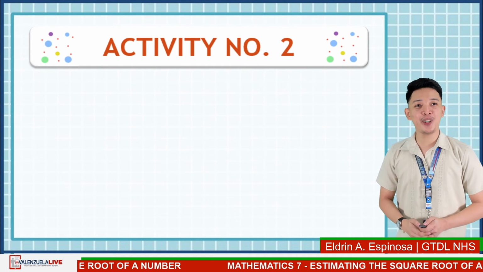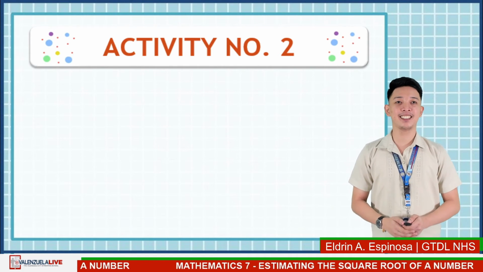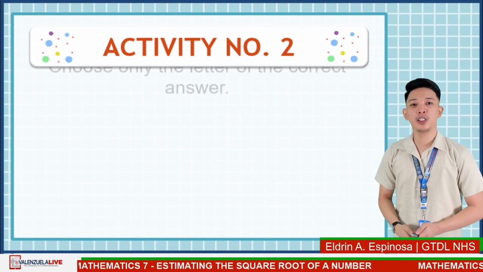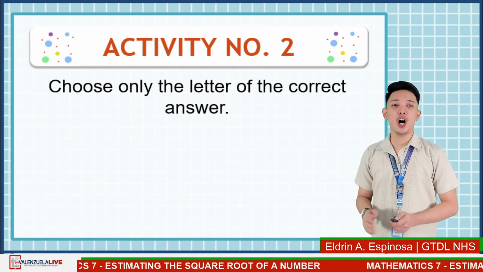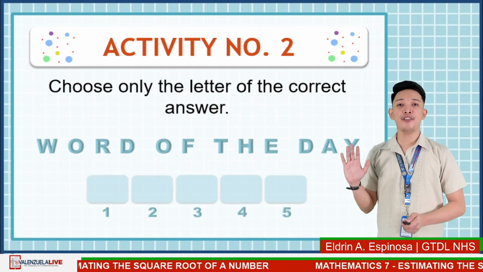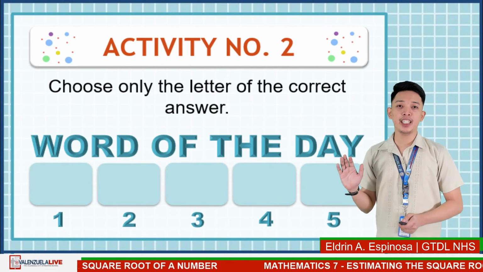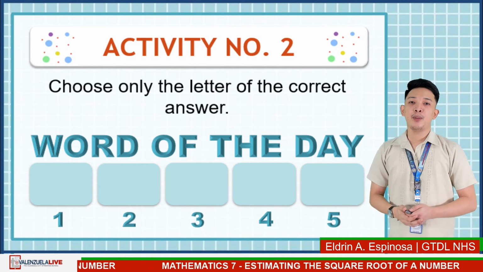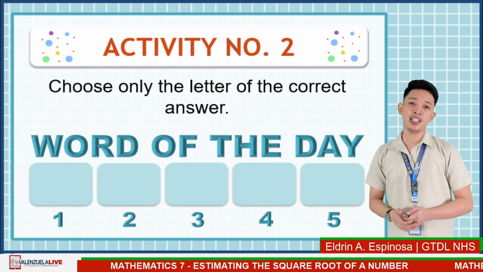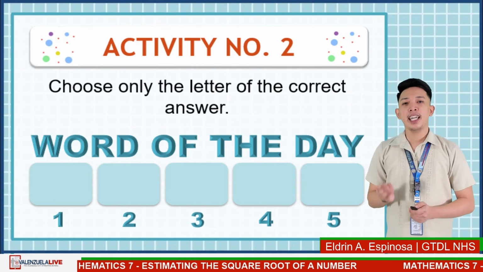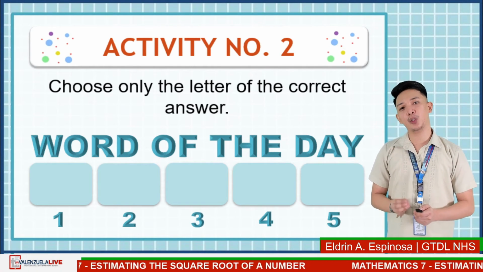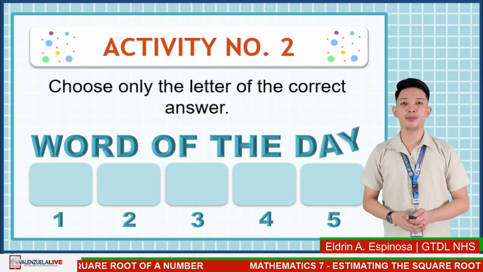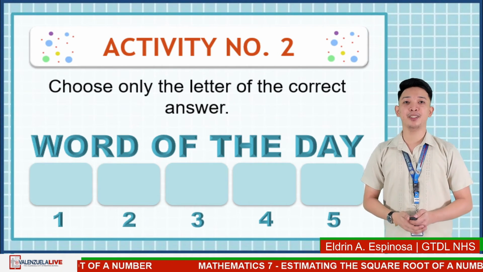Are you ready for the next activity? All right. Activity number 2. Choose only the letter of the correct answer. You have 5 seconds to key in your answer in our comment box below. Make sure to take note of the letters of the correct answer and every number for you to be able to decode our word of the day. Let's begin.